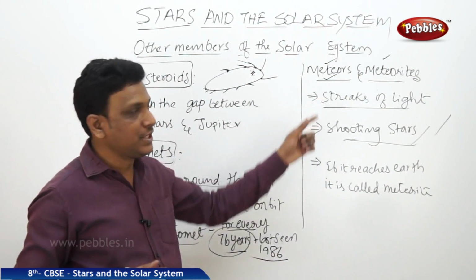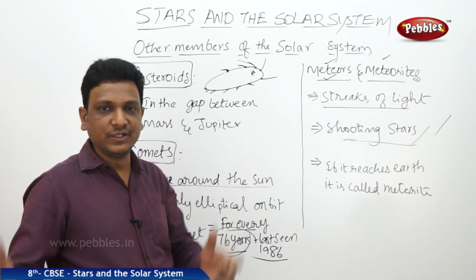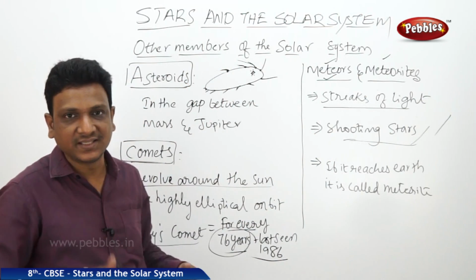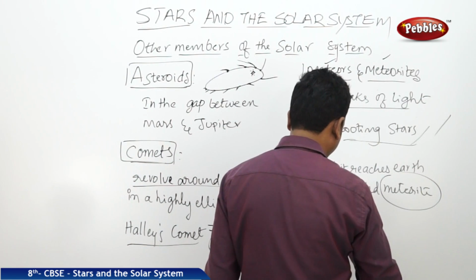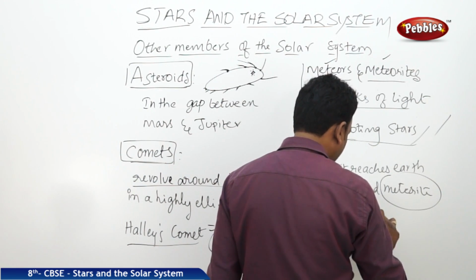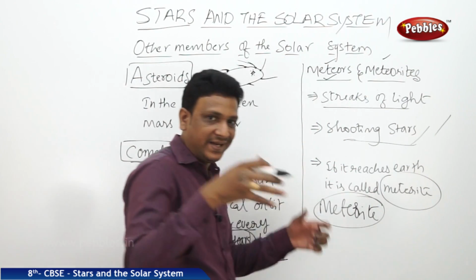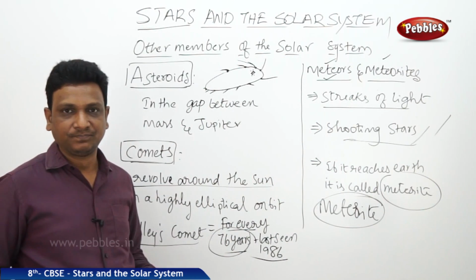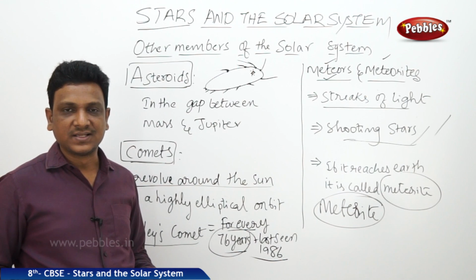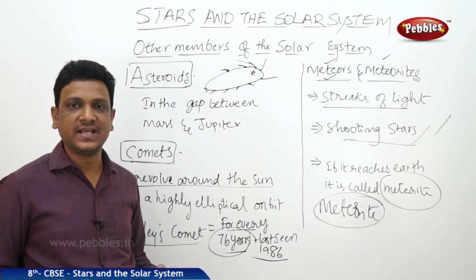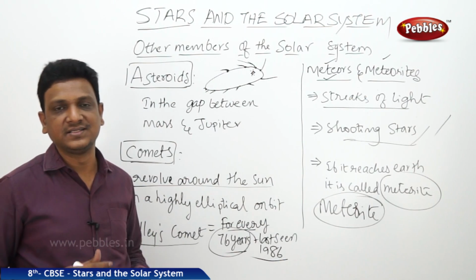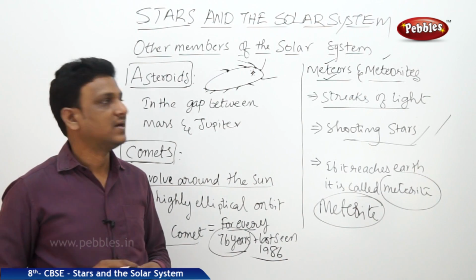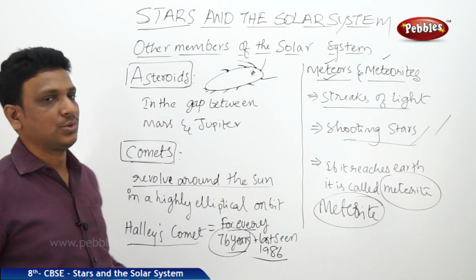Sometimes if the meteor is big enough, even though friction is acting on it, it reaches the Earth's surface. You call it a meteorite. When it hits the Earth, it may form a crater. If it is heavy, it may form a crater on the Earth. And these meteorites are helpful for scientists to study celestial objects. Right? So these are the other bodies of the solar system.